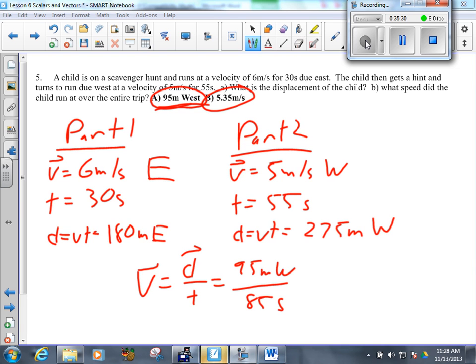Oh, yeah. Oh, sorry. It's what's asked for, speed. Sorry, it doesn't ask for velocity. It asks for speed. That's why it's 5.35, because his average speed is 180 plus 275. So we're not going for velocity here. We're going for speed. So we need total distance. All right, so that's going to be 455 meters over 85 seconds. That'll give you 5.35. Yeah.